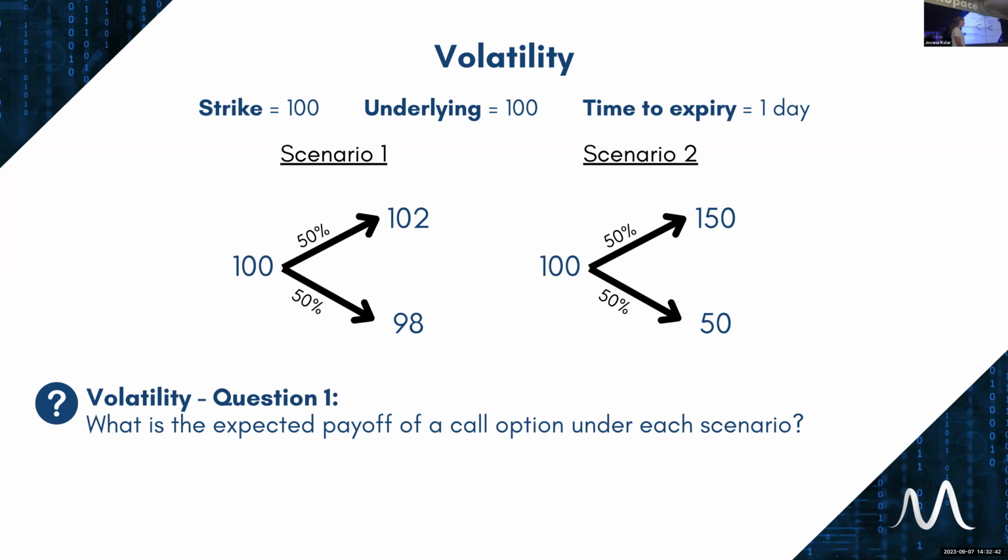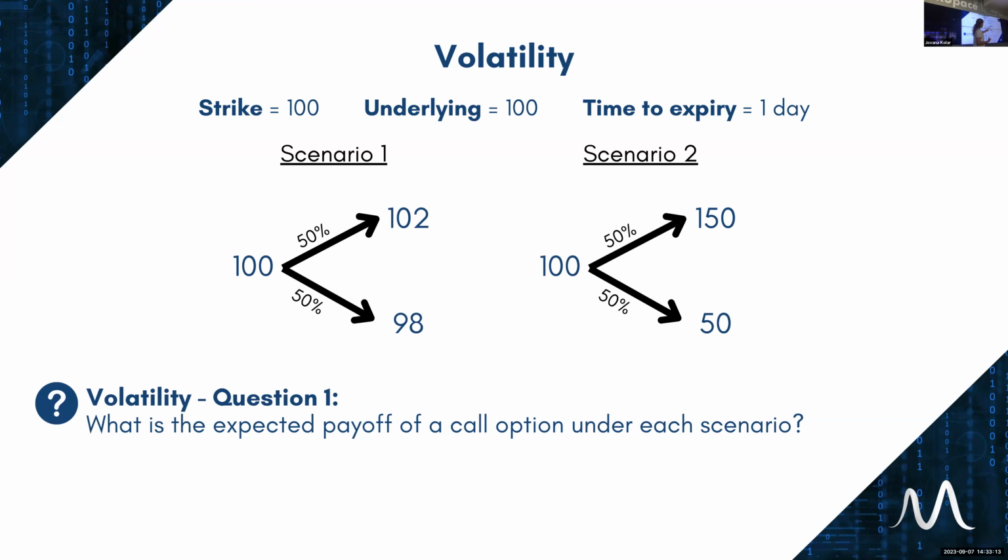Good. Yeah, perfect. So basically, if the stock is 98, you wouldn't exercise this at all because you would not want to buy, so you just don't exercise it, and you get a payoff of zero. And if it goes to 102, you would exercise the call and you get a payoff of $2. 50% of the time, your option will pay you $2. So your expected payoff is 50% times 2, so $1.